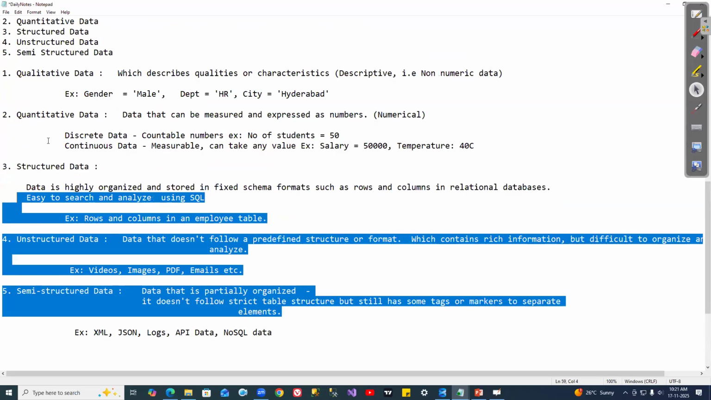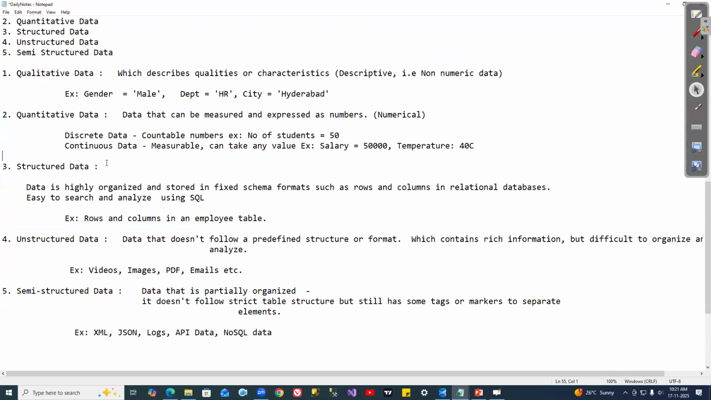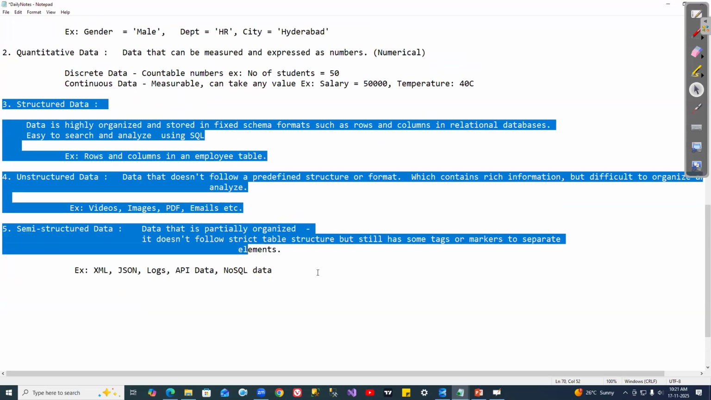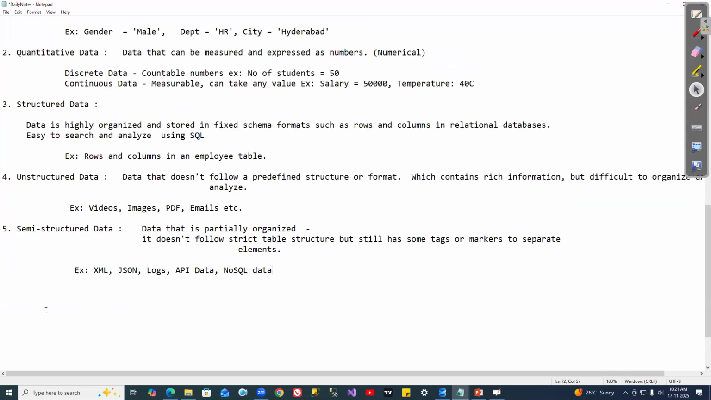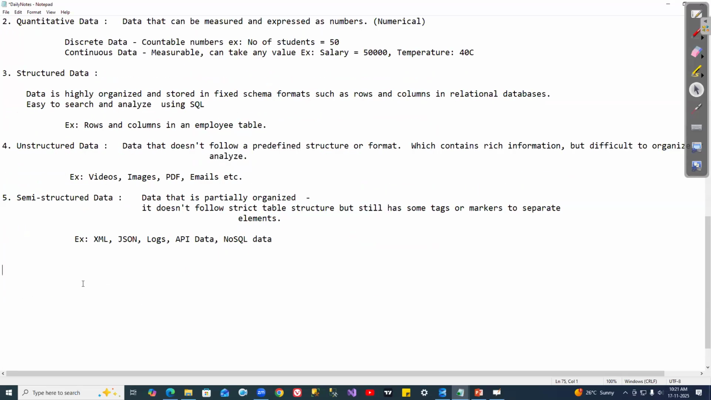First two are just try to understand this, but these three are very important: structured data, unstructured data, and semi-structured data. These are the types of data. Based on this, the remaining things change. How they will change, that we will see.